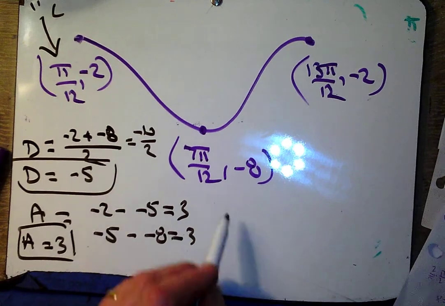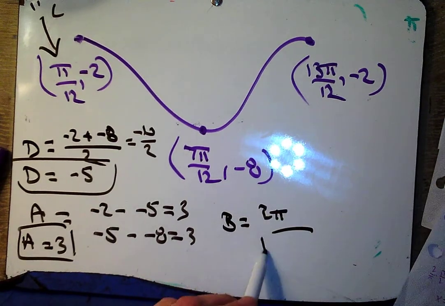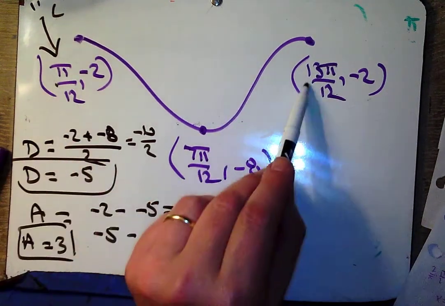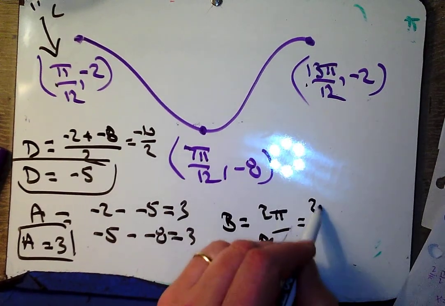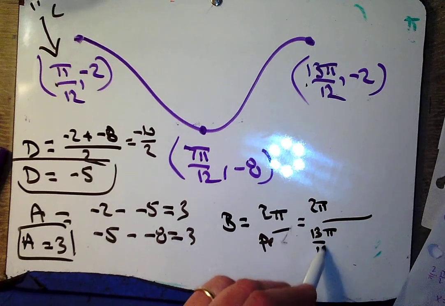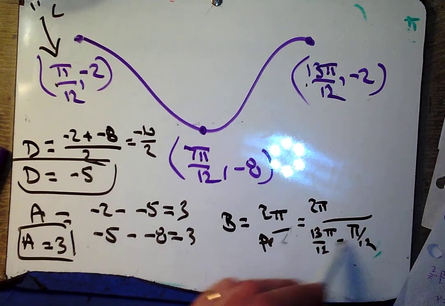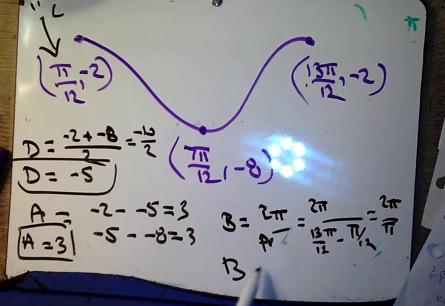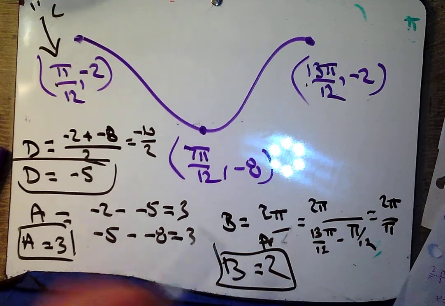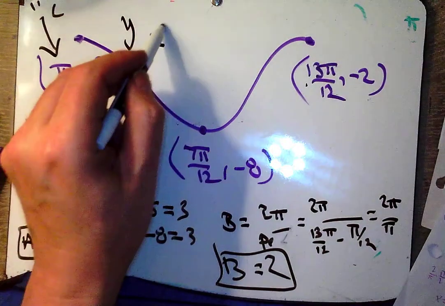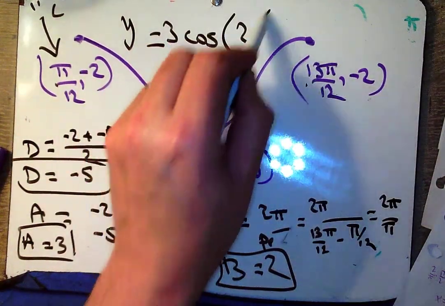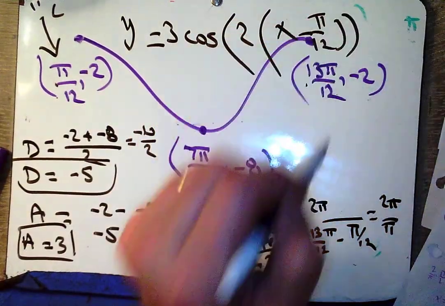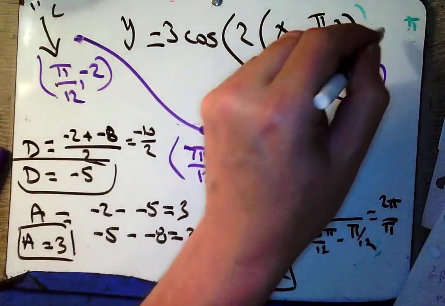So we need that b, which is 2 pi over the period. The period here starts at pi over 12 and goes to 13 pi over 12. So I've got 2 pi over 13 pi over 12 minus pi over 12. Well, that's 12 pi over 12, which is pi. So we have 2 pi over pi, which means our b value is 2. So then the equation: y equals 3 cosine 2 times x minus pi over 12, close two parentheses, and don't forget your d value, minus 5.